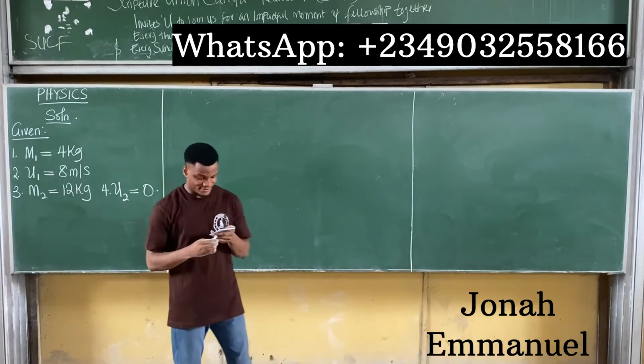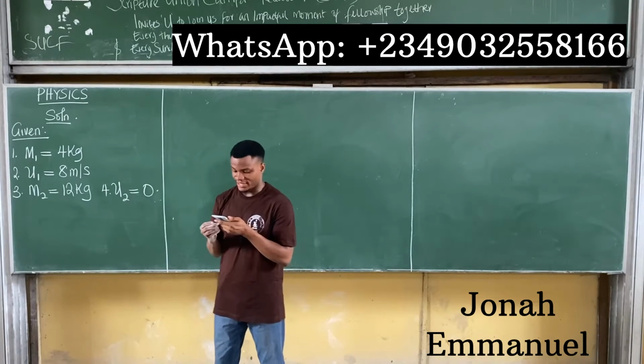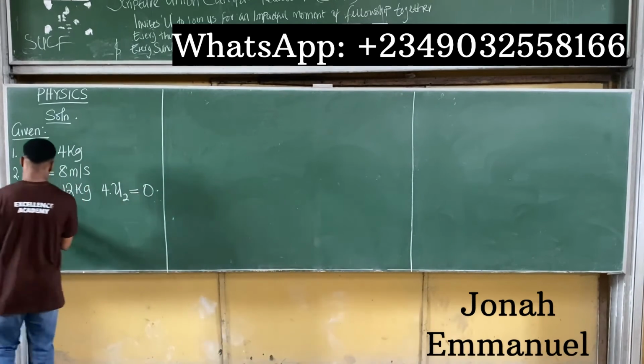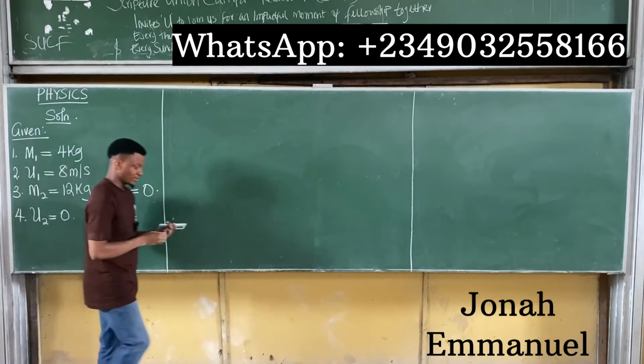So please note this. All right, they said, what is the final velocity and the kinetic energy? Okay, so let me bring this here. Number 4, u2 is equal to 0. Okay, take this off.